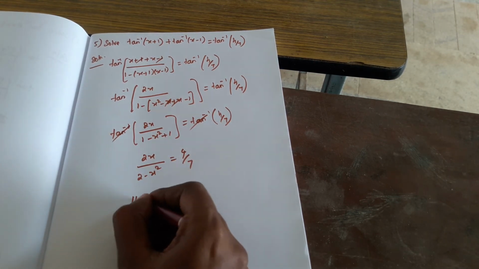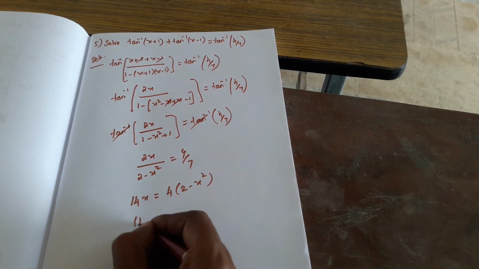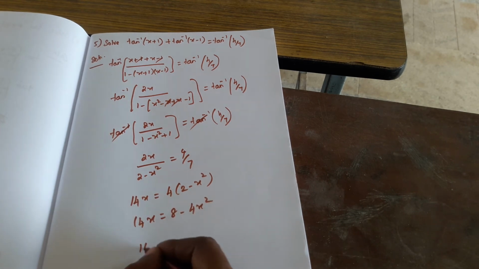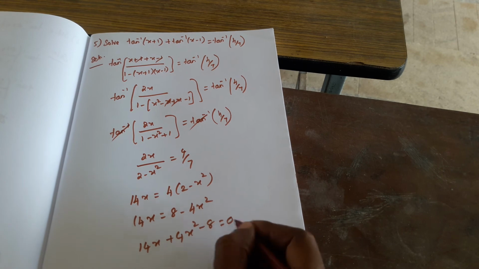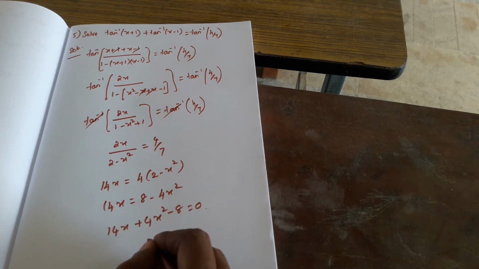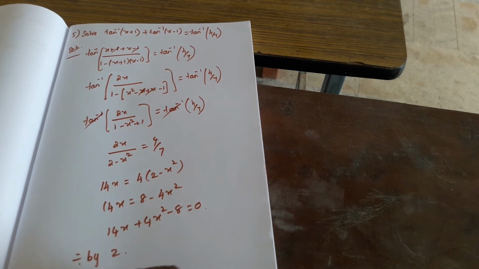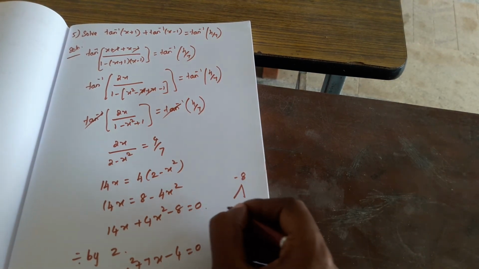Cross multiply, 14x is equal to 4 into 2 minus x square. So 14x is equal to 8 minus 4x square. So 14x plus 4x square minus 8 is equal to 0. Okay. So if you simplify, divide by 2, then it will be very easy for you. So 2x square plus 7x minus 4 is equal to 0. So multiplying time minus 8, it is 7. So 1 and 8.